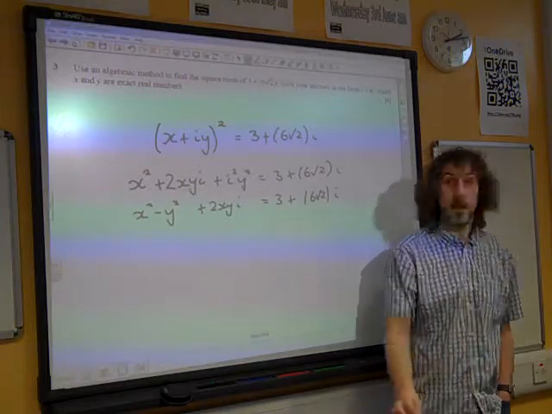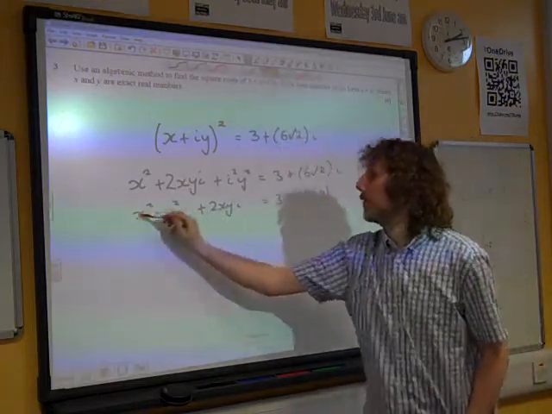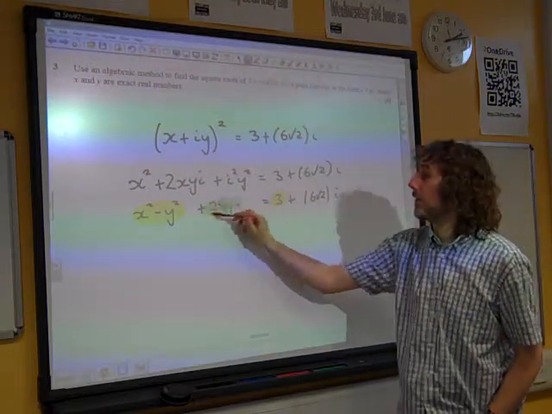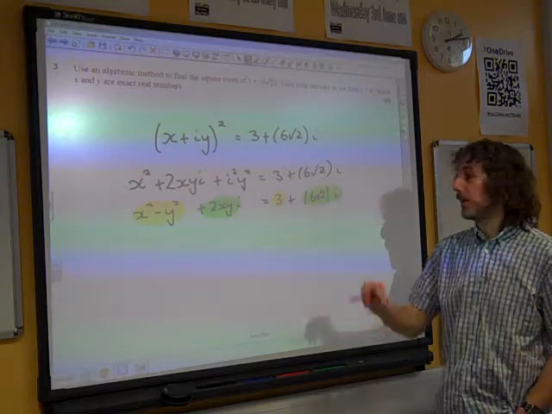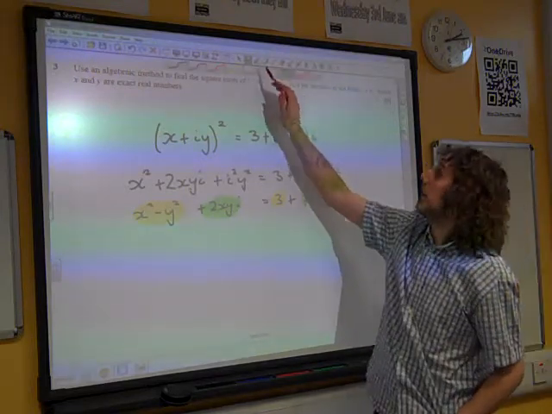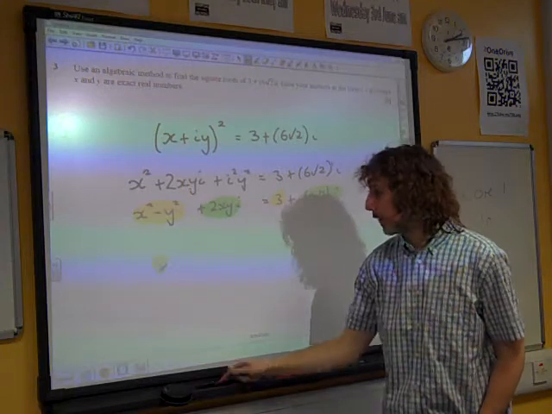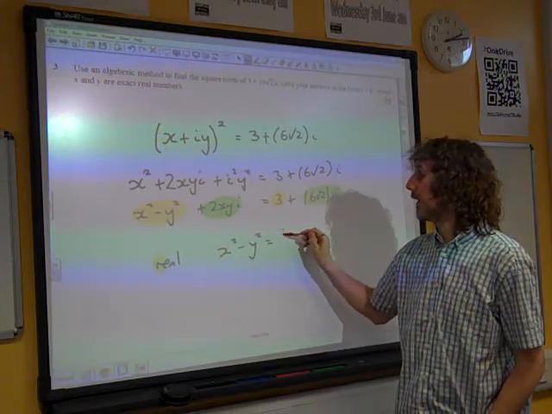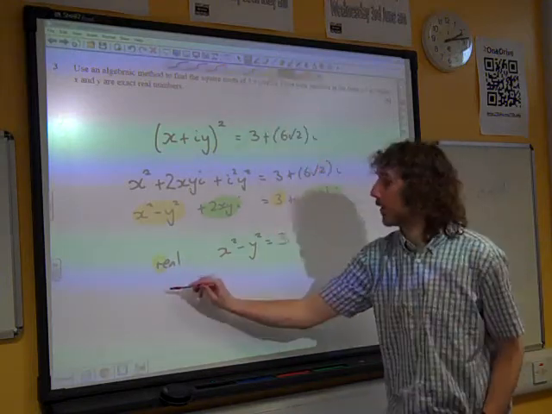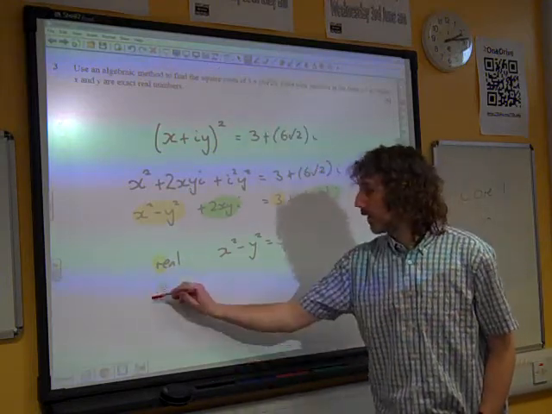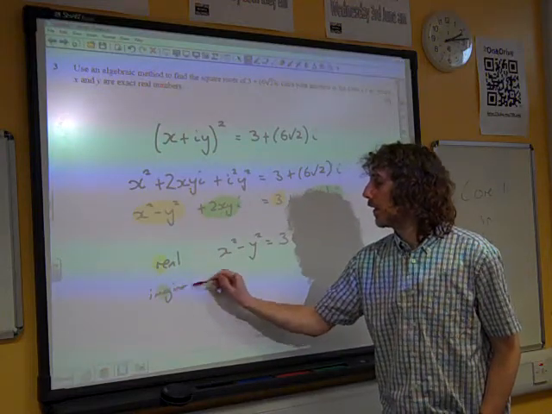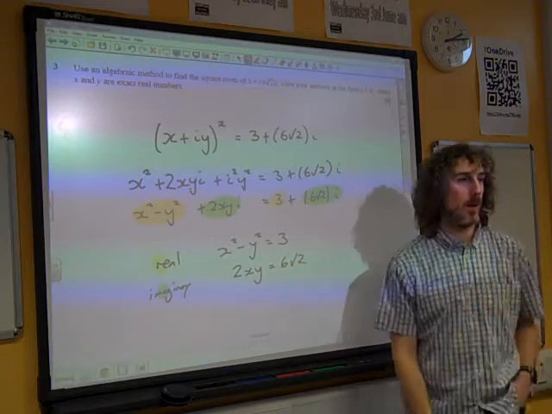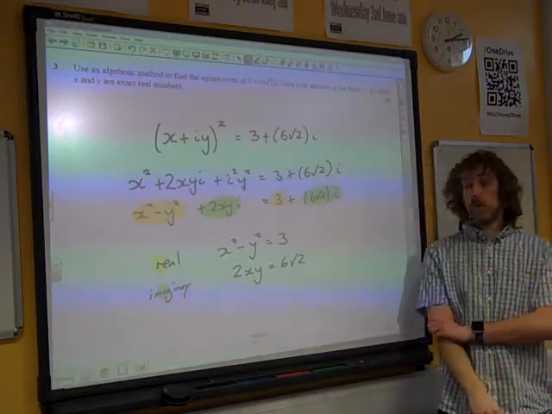And now we compare real and imaginary parts, because this bit on this side is real, and so is that. And this bit is imaginary, and so is that. So we compare those bits and see what we can get from it. If we compare the real parts, we've got x squared minus y squared is 3. If we compare the imaginary parts, we've got 2xy equals 6 root 2. From which we have to end up with values of x and y.